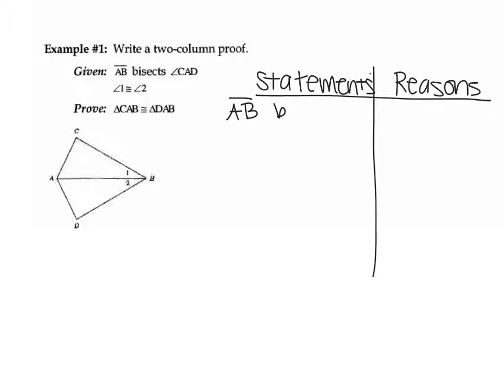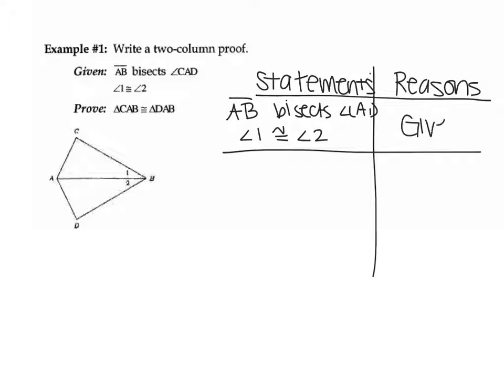So we always start with what we're given, and we're given two pieces of information. That AB bisects angle CAD, and angle 1 is congruent to angle 2. And both of these pieces of information are given. So before we work on any other part of our proof, let's use the fact that AB bisects our angle CAD.